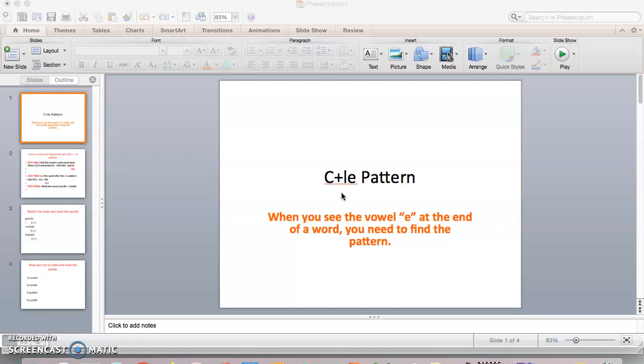Today in Ochi, we're going to learn about a new pattern. It's called consonant LE. When you see the vowel E at the end of a word, you need to find the pattern. Today, I'm going to teach you how to code and read words with the consonant LE pattern.